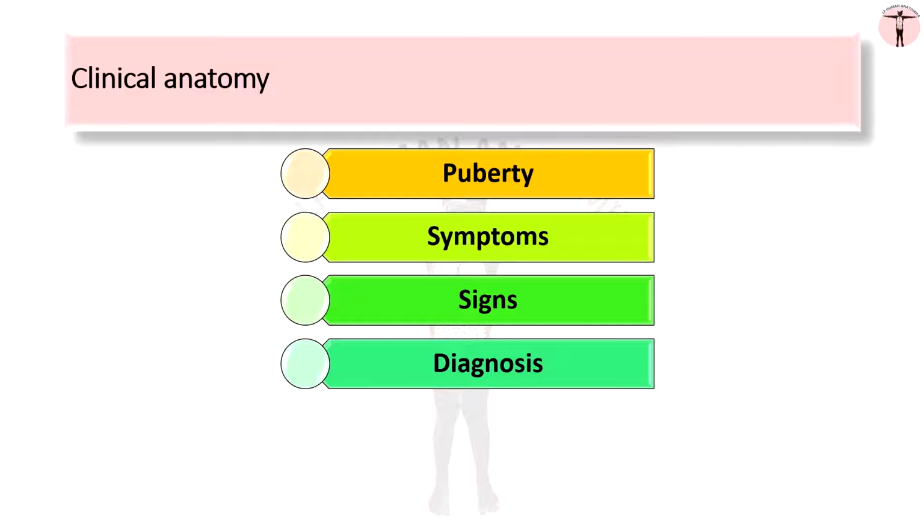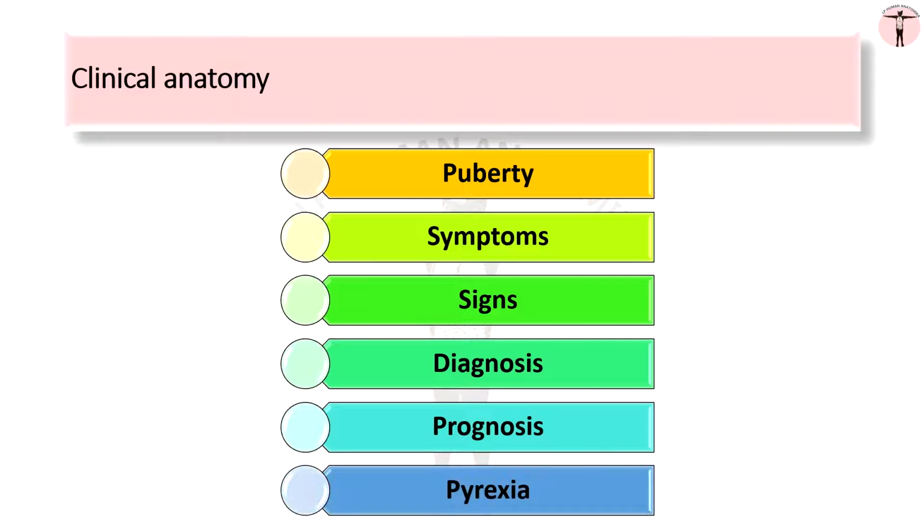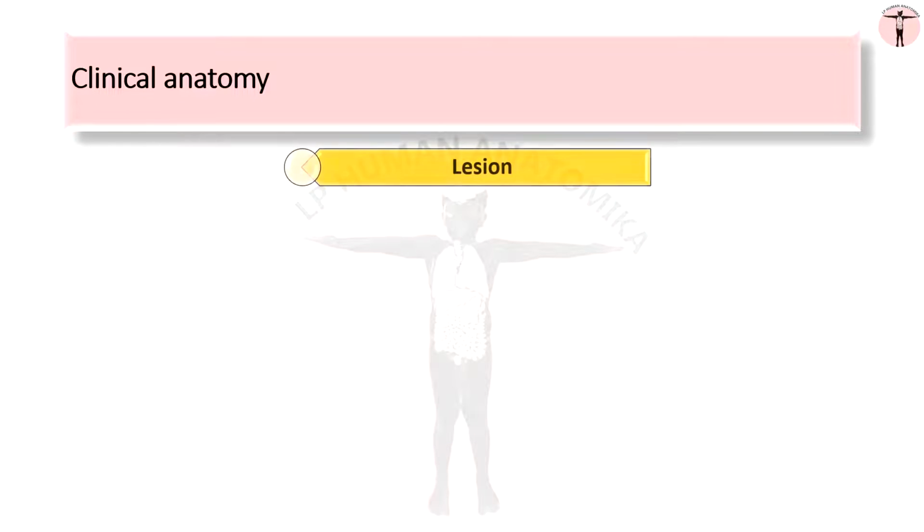Diagnosis means identification of a disease or determination of the nature of a disease. Prognosis means forecasting the probable course and ultimate outcome of a disease. Pyrexia means fever. Lesion is an injury or a circumscribed pathologic change in the tissues.